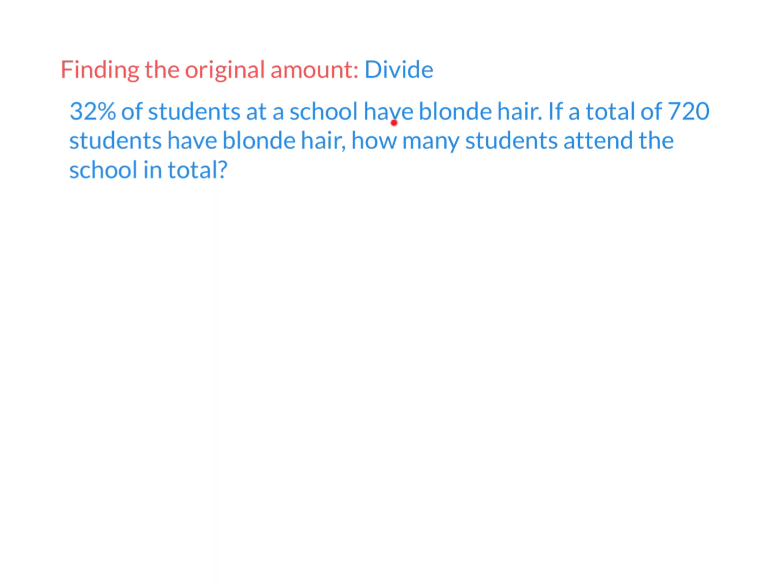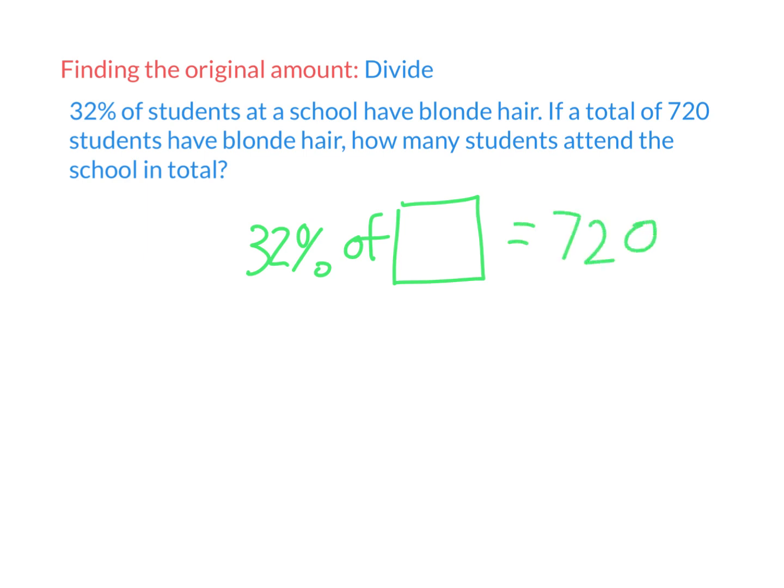So let's look at an example where you're finding the original amount. 32% of students at a school have blonde hair, a total of 720 students have blonde hair. How many students attend the school in total? So why is this one asking us to find the original amount? Well, it's not asking us for 32% of 720. What it's saying is there is some total number of students at the school, we don't yet know. When we take 32% of that, we get 720. So we know that of means times, and 32% is 32 over 100. So this is the equation we have.